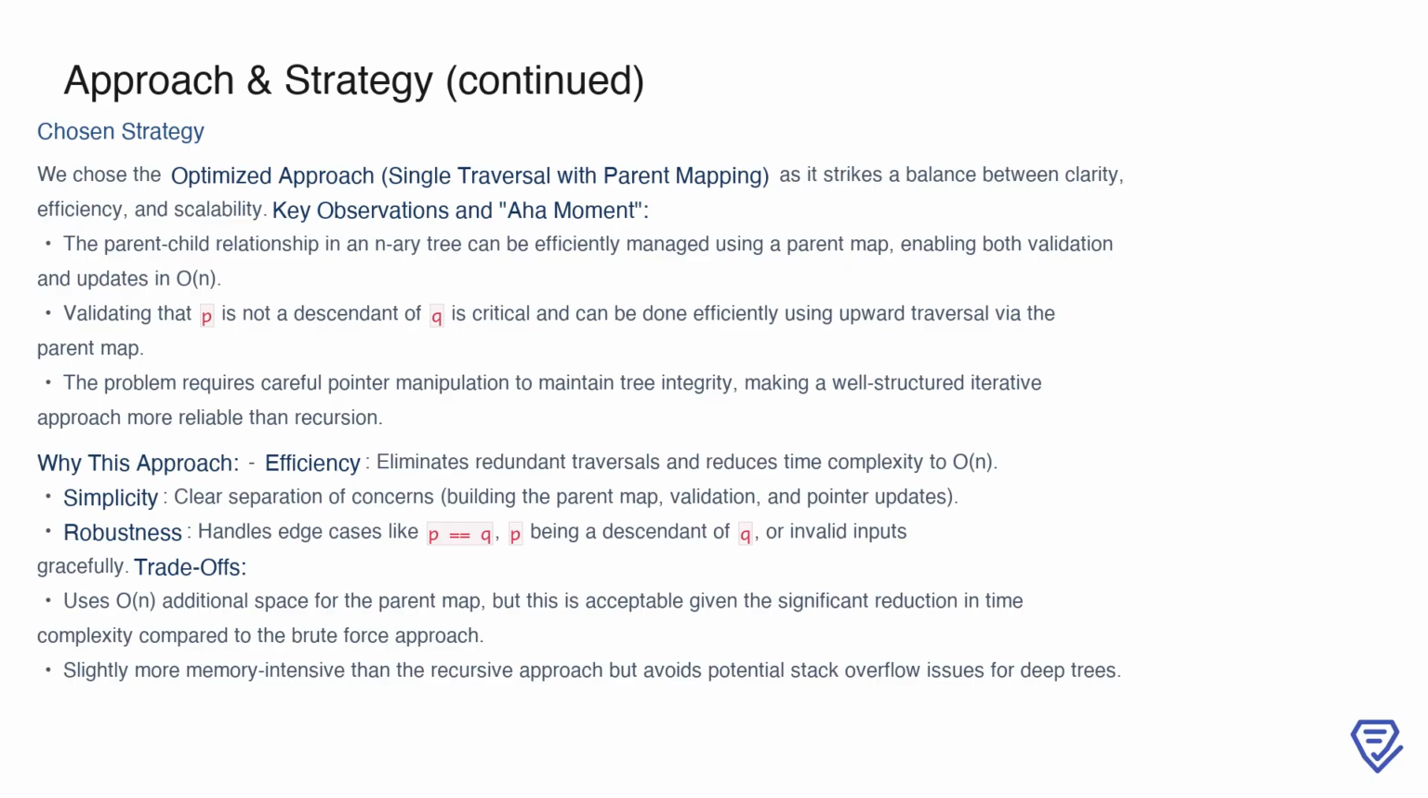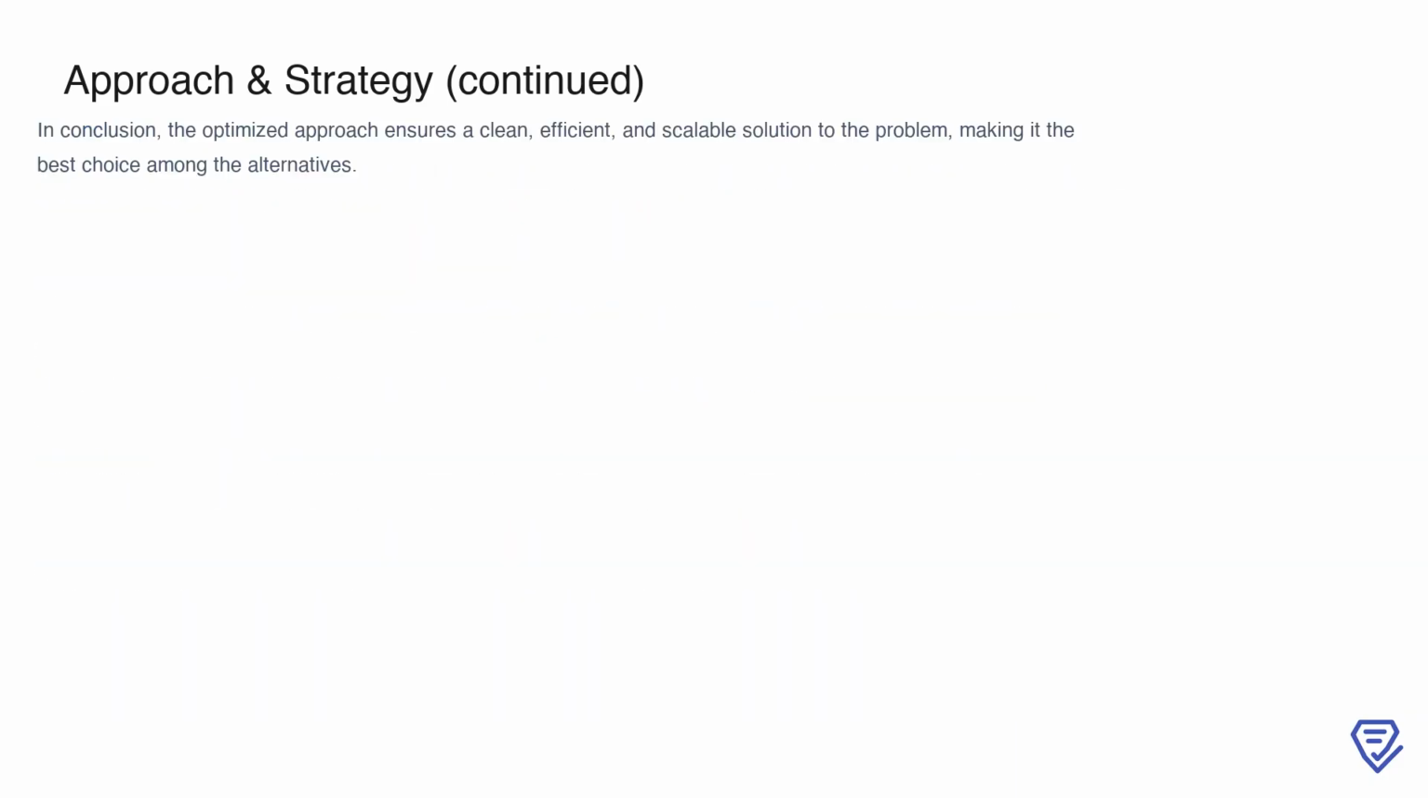While it does introduce an O(n) space overhead for the parent map, this trade-off is acceptable given the significant performance gains. It is also more robust than the recursive approach, as it avoids stack overflow risks and handles edge cases like P being a descendant of Q or invalid inputs gracefully. In conclusion, the optimized approach provides a clean, efficient, and scalable solution to the problem. By separating the tasks of building the parent map, validating relationships, and updating pointers, this method ensures clarity and maintainability.